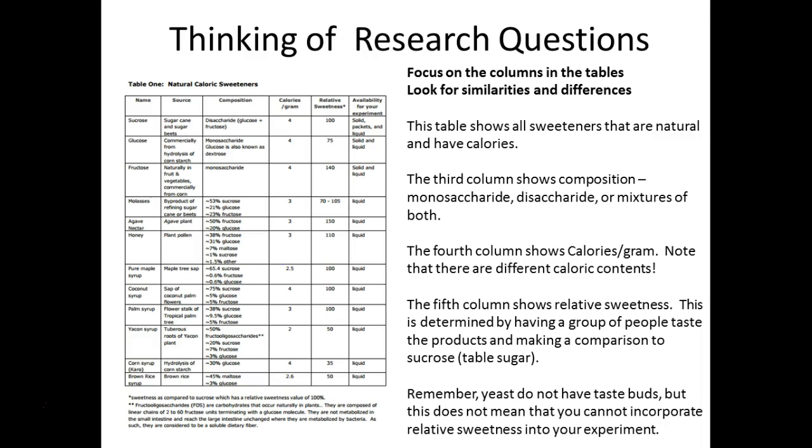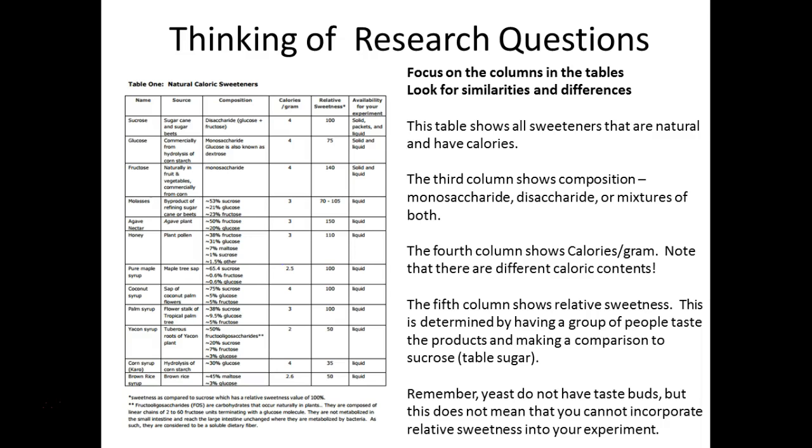So you're going to take a look at these columns and start to look for similarities and differences. First, look at the composition. The composition column shows you the composition of these sweeteners. So sucrose is a disaccharide. You've learned this in lecture already. It's made of glucose and fructose. Glucose is just a monosaccharide, and so is fructose. Now look at molasses. Molasses has sucrose, glucose, and fructose in it. So half of it is actually disaccharides, and the other half are monosaccharides.